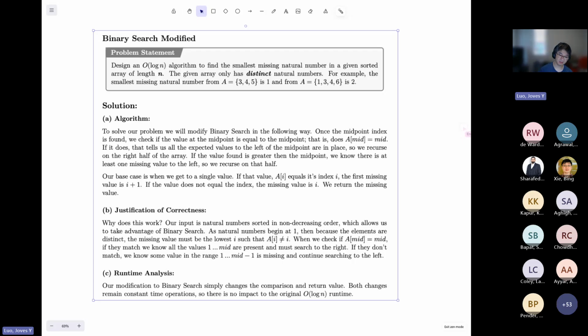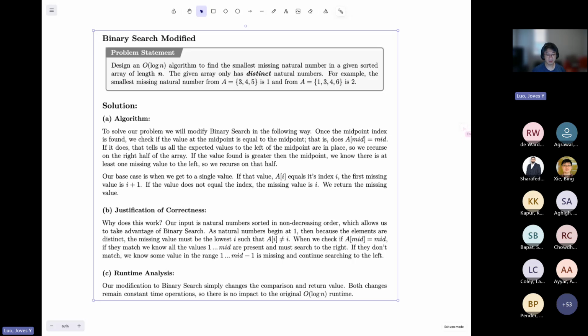When we check if A of mid equals mid, if they match, we know all the values 1 to mid are present, and we must search the right. If they don't, then we search the left. Okay, continue searching left. Why is the fact that the numbers are distinct important?